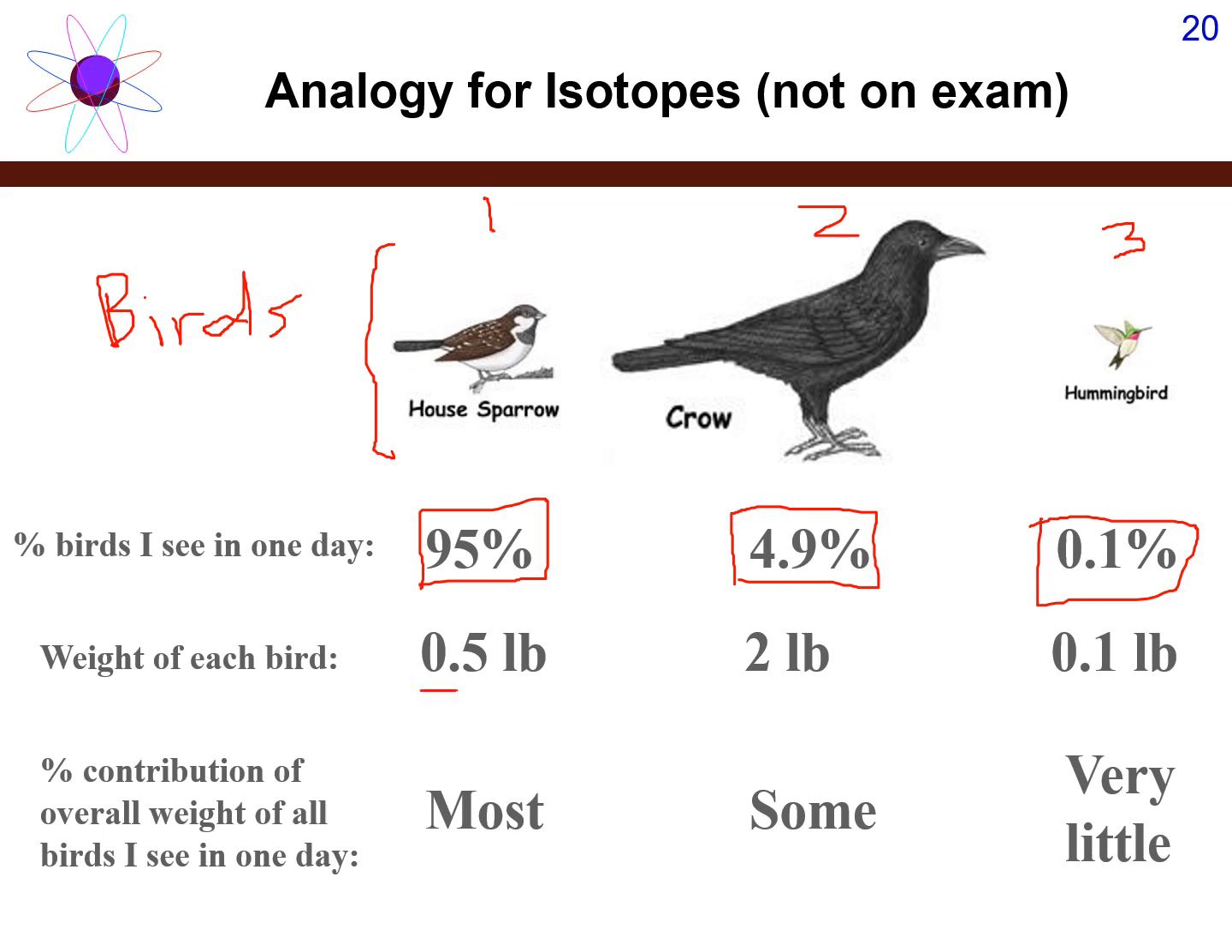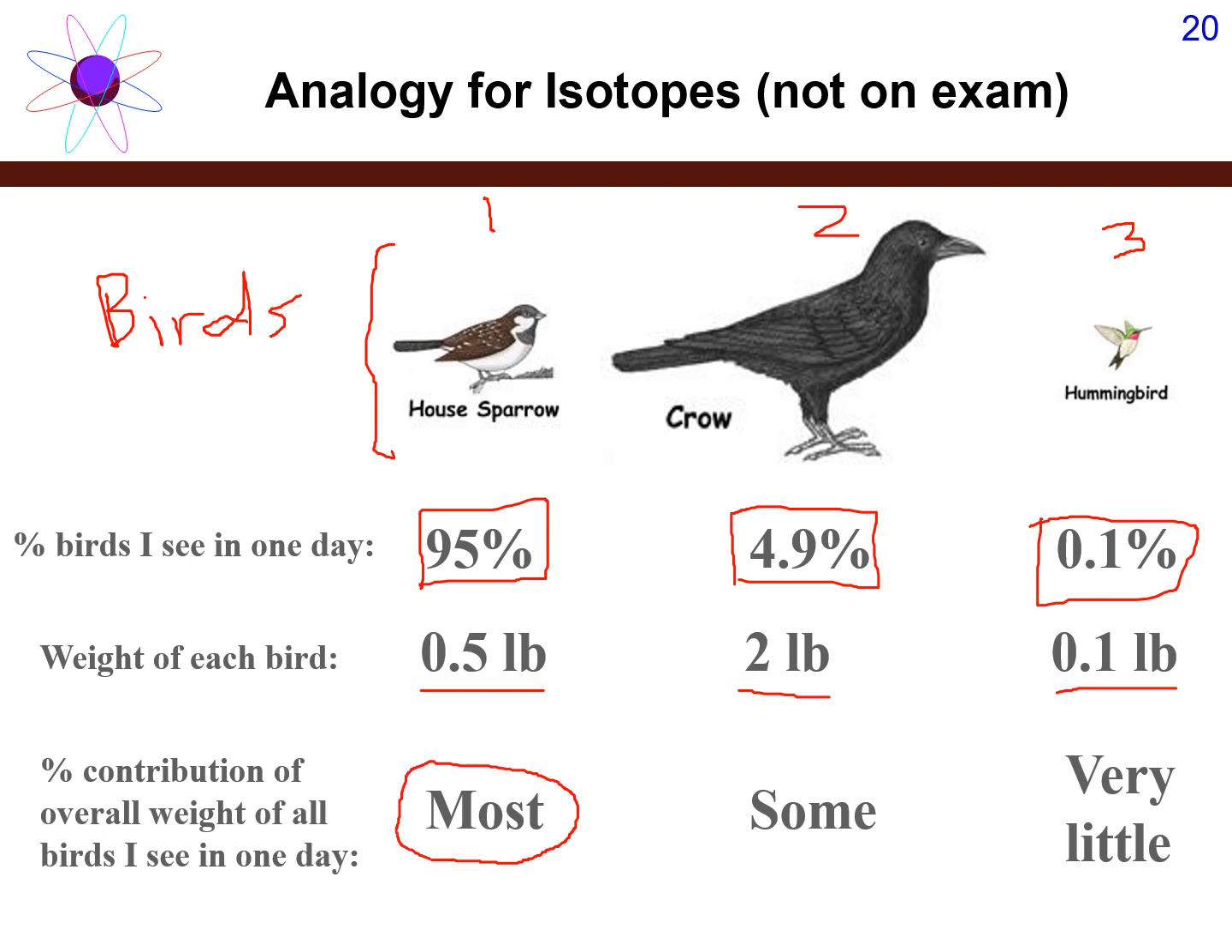But let's say that for some weird reason, I'm really interested in the weights of birds. Each one of these sparrows weighs half a pound. Each one of these crows weighs 2 pounds. Each hummingbird weighs 0.1 pound. But what I want to know is, if I were to add up all the weights of all the birds that I saw, the contribution of that overall weight by sparrows, by crows, and by hummingbirds.